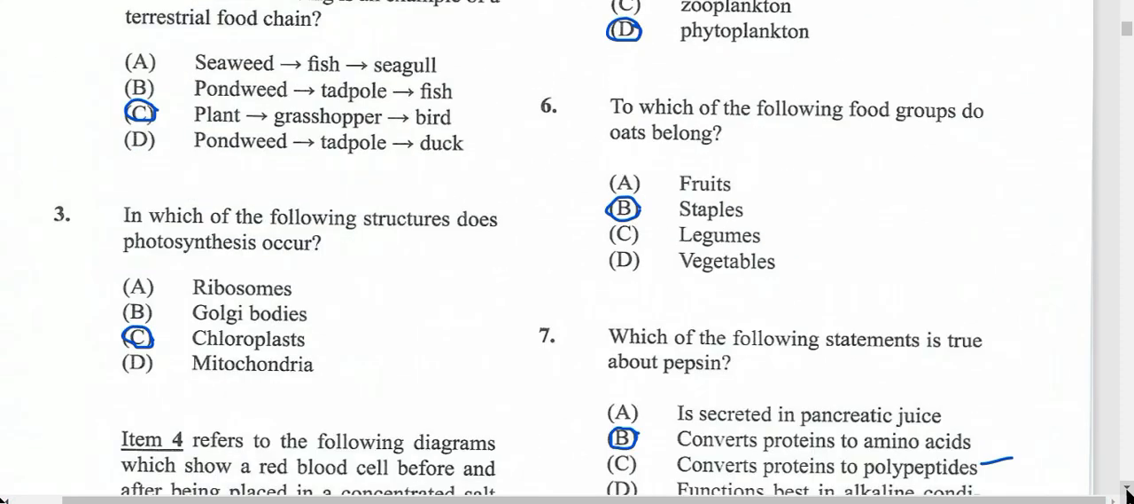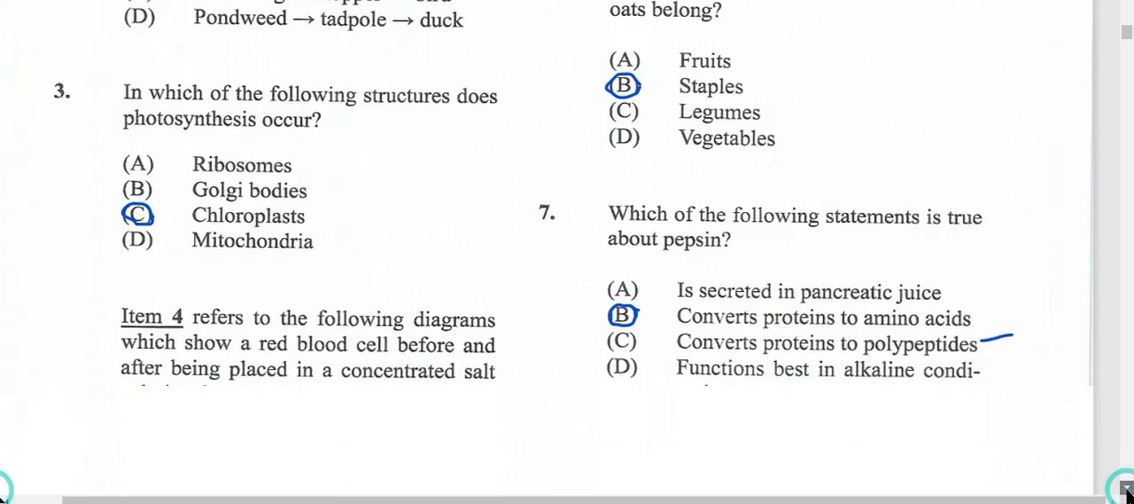Alright, 3. In which of the following structures does photosynthesis occur? That's straight from your topic cells in your textbook. It's going to be the chloroplast, so our answer there is C.